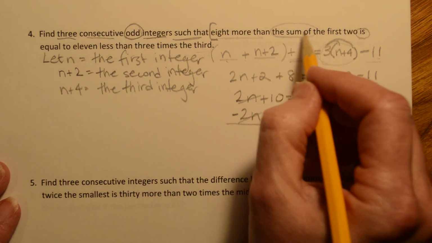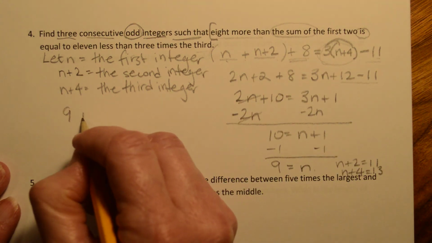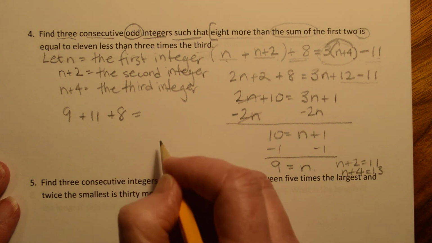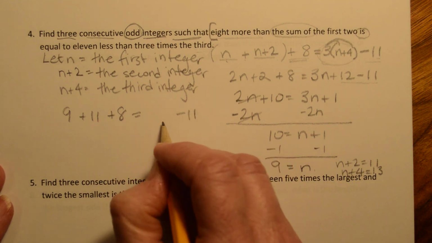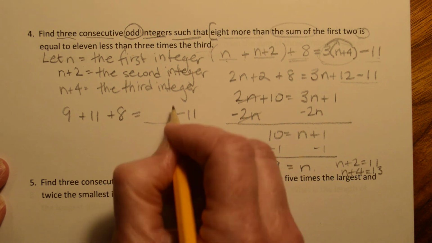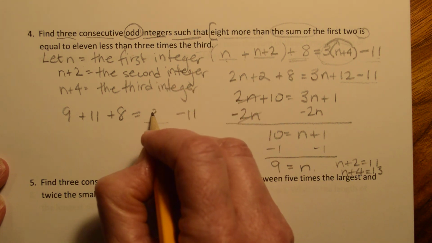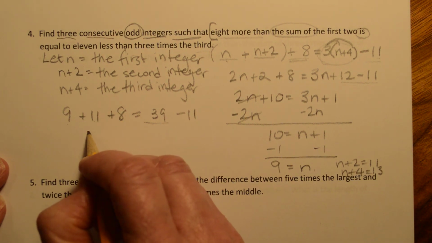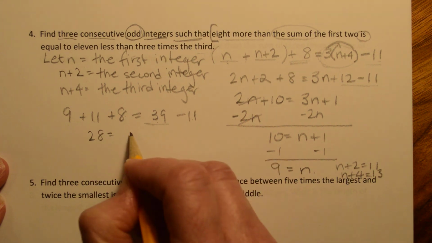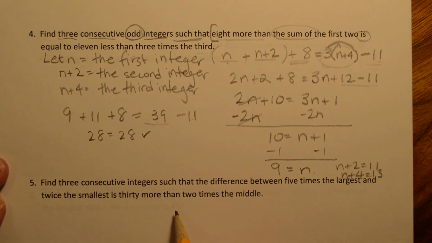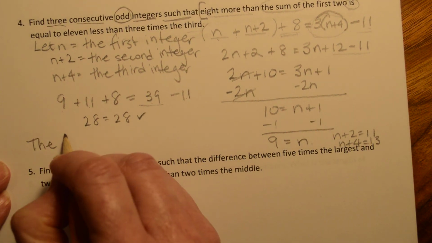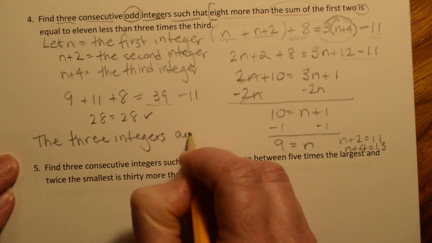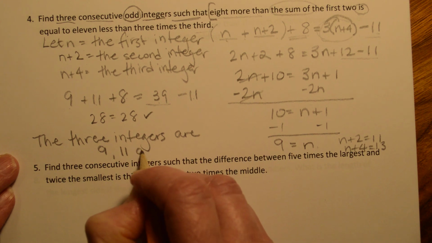If we do the sum of the first 2, so 9 and 11, and then we do 8 more than that, is that equal to 11 less than, again, 11 less than what? It's 11 less than this, and this is 3 times the third. 3 times the third is 39. So 9 and 11 is 20, and 8 is 28. And if we do 39 minus 11, we get 28. So that works out. All right, so the 3 integers are 9, 11, and 13.